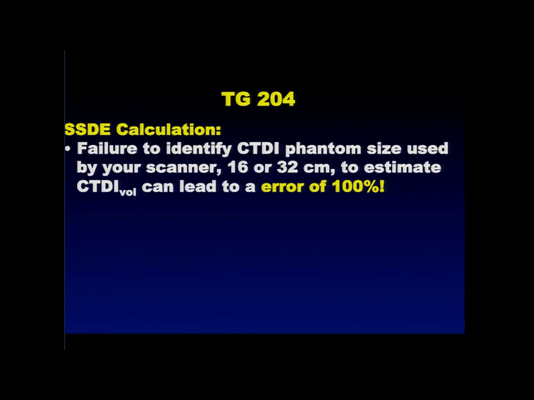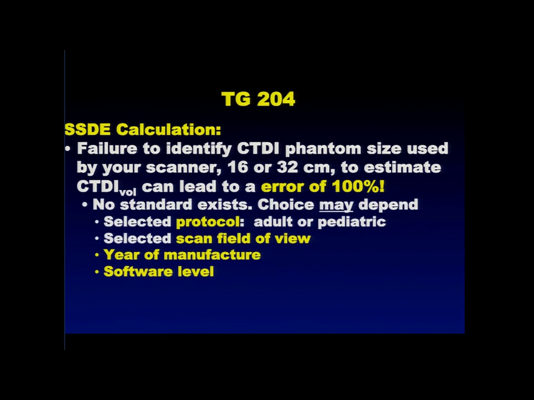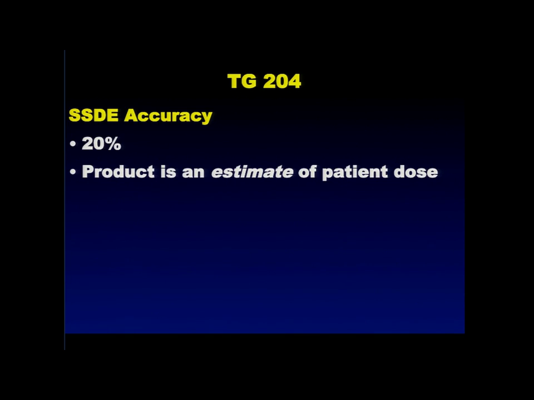Please be careful if you work with SSDE. You absolutely have to know whether or not the CTDI vol on the scanner was calculated based on the 16 or the 32 centimeter phantom. And unfortunately, there's no standard. Some manufacturers change between adult and pediatrics, some don't. Some change as a function of the scan field of view. Some change in the same model based on the year of manufacture or even the software level. So don't make any assumptions, talk to the manufacturer.